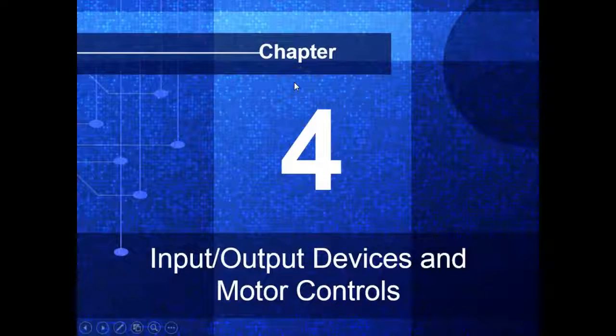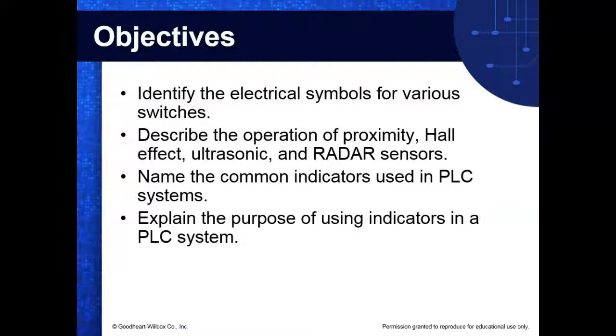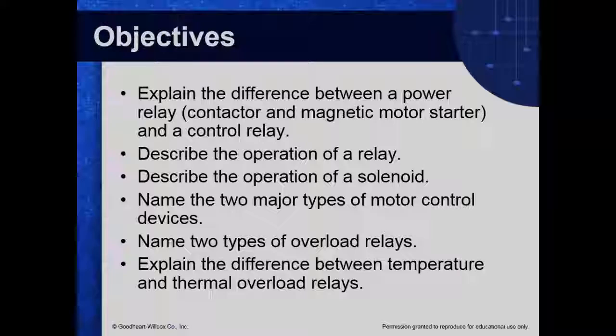Chapter 4: input output devices, and then of course motor controls. Chapter 3 is number systems. Identify electrical symbols from various switches, describe the operation of Hall effect, ultrasonic. We might skip over that right now and come back to it later. What we need to do is look at what's going on.